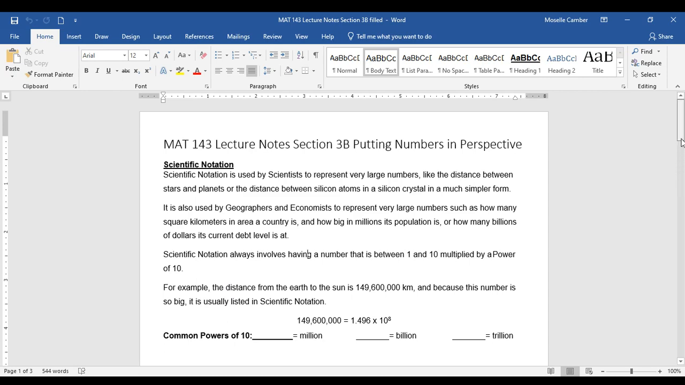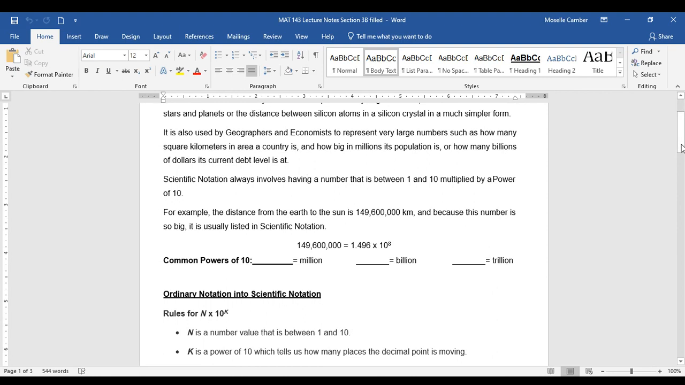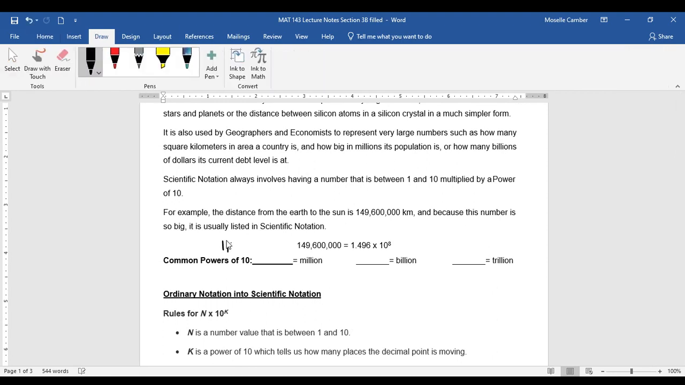So, some common powers of 10 that we see are million. A million is a 1 followed by 6 zeros, which means million is going to be 10 to the sixth power. Billion, you're just adding on 3 more, so it's 10 to the ninth power. And trillion is 1 more set of zeros, so that is 10 to the 12th power.